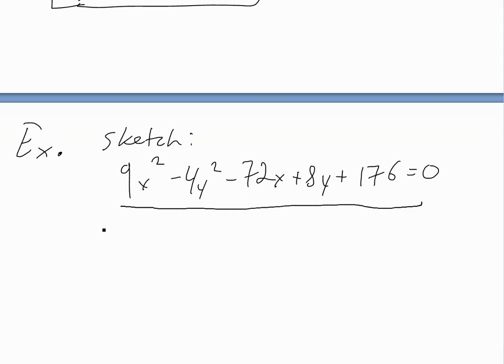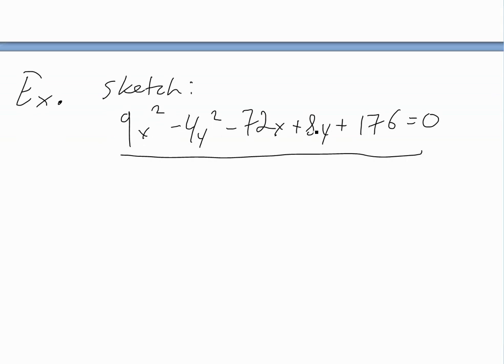And first thing we gotta do, we gotta rearrange this. So basically, let's put all the x's together and all the y's together, and then all the non-variable values by itself. Since the hyperbola has a 1 on the right side, usually just a positive 1, we're going to move everything but this 176 to the other side. So we're going to have 176 is equal to negative 9x squared plus 4y squared plus 72x.